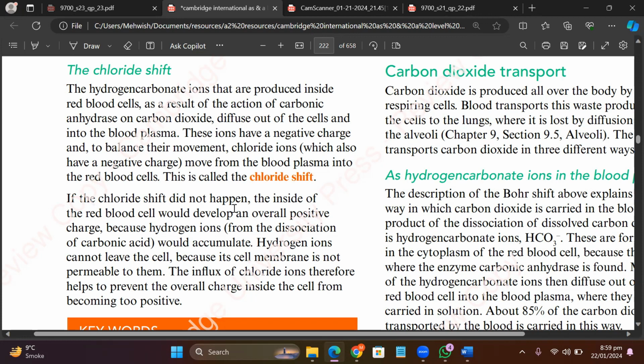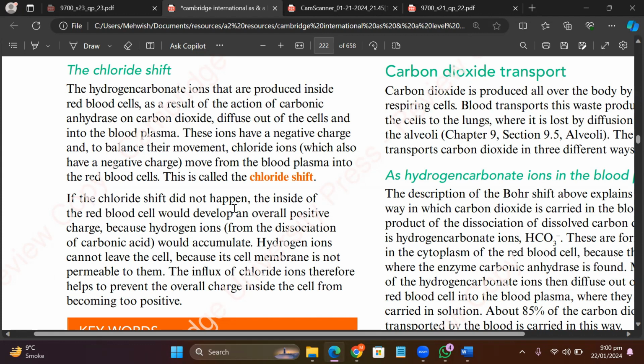If the chloride shift did not happen, the inside of the red blood cells would develop an overall positive charge because hydrogen ions from the dissociation of carbonic acid would accumulate. Hydrogen ions cannot leave the cell if chloride shift does not happen because its cell membrane is not permeable to them.